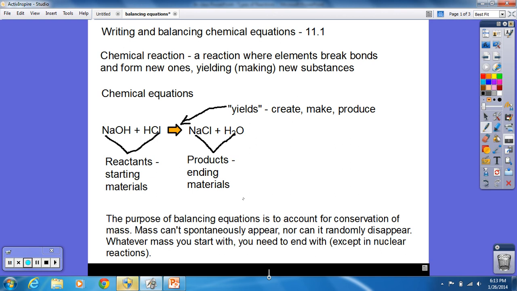So then we need to talk about this idea called balancing equations. And the purpose of balancing an equation is to account for conservation of mass. Remember, we talked back when we talked about nuclear reactions that in physical changes and chemical reactions there's conservation of mass, meaning mass can't spontaneously appear. It doesn't just show up out of nowhere, nor can it randomly disappear. Whatever mass you start with, you need to end with. And then, of course, except in nuclear reactions.